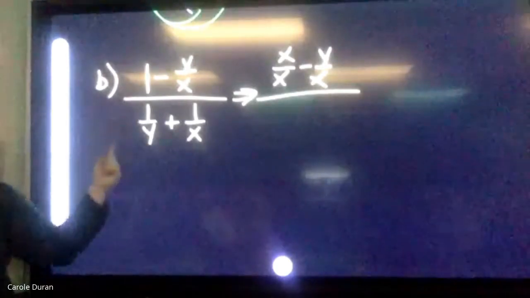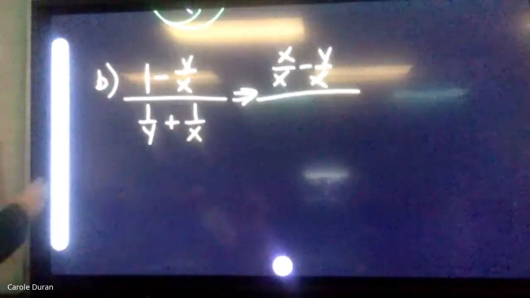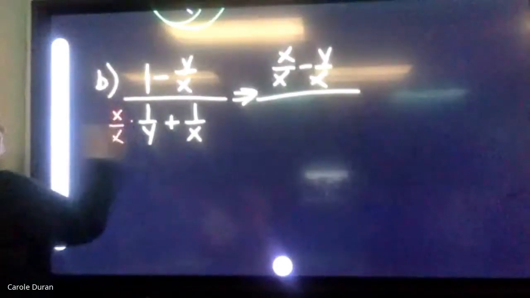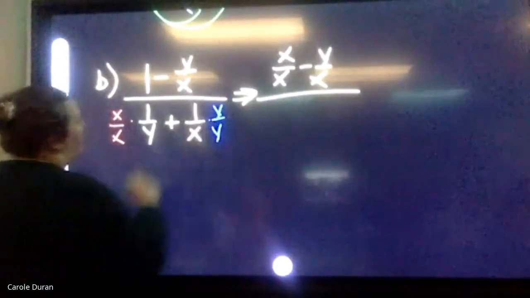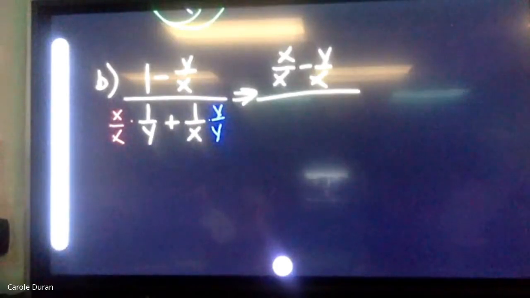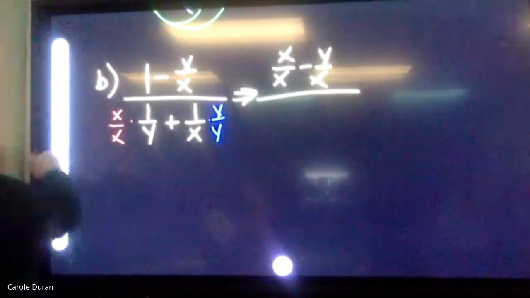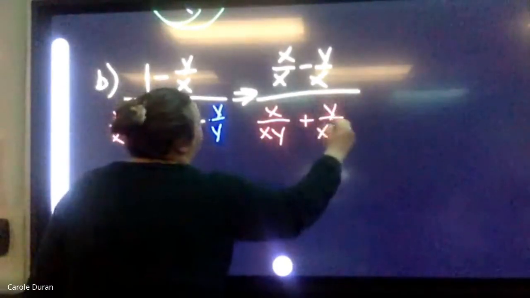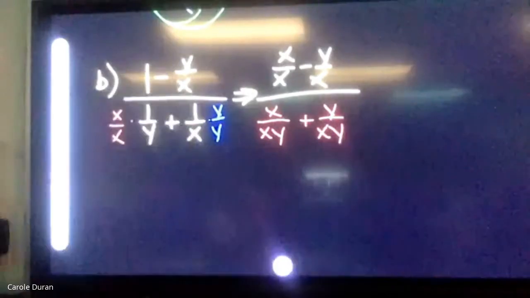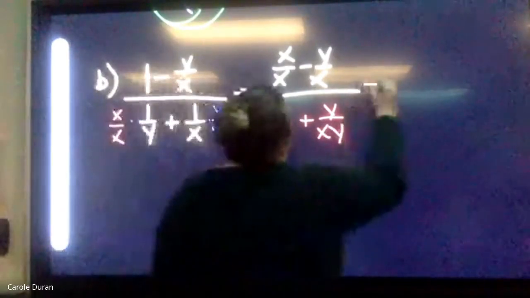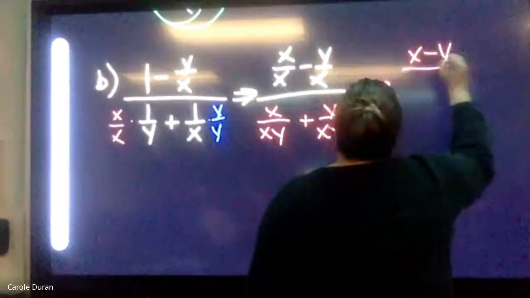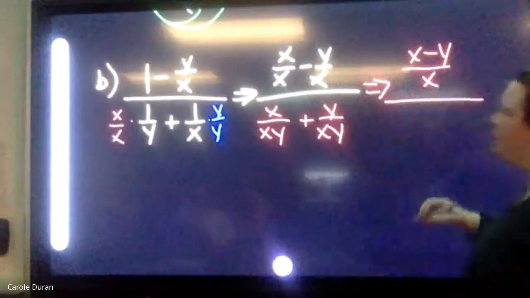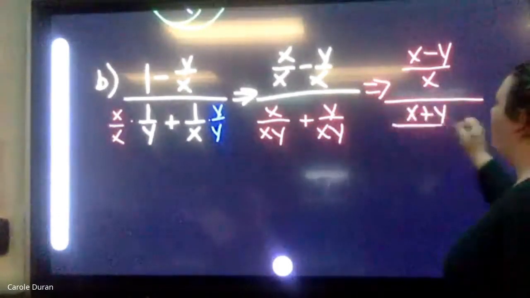So x is going to multiply into this one, and y is going to multiply into this one. That way I create a common denominator of xy on both of those denominator fractions. So when I do, I get x over xy plus y over xy. They are two different fractions with the same denominator, so I can rewrite them as one fraction. Same with the top, so I have x minus y over x all over x plus y over xy.